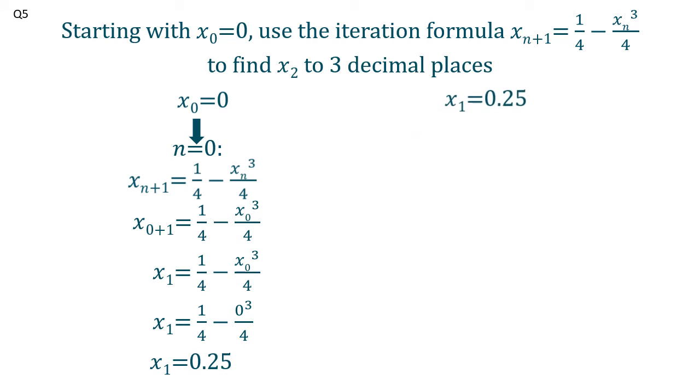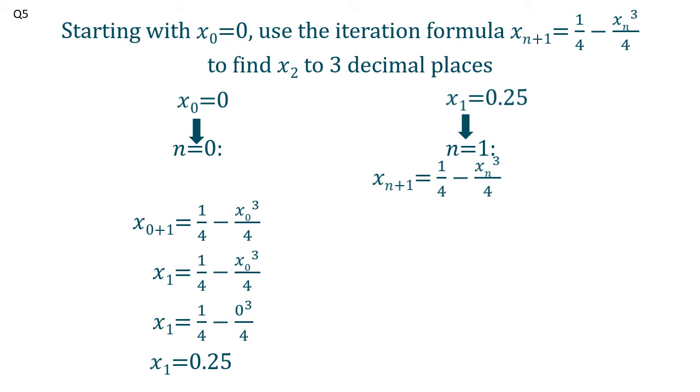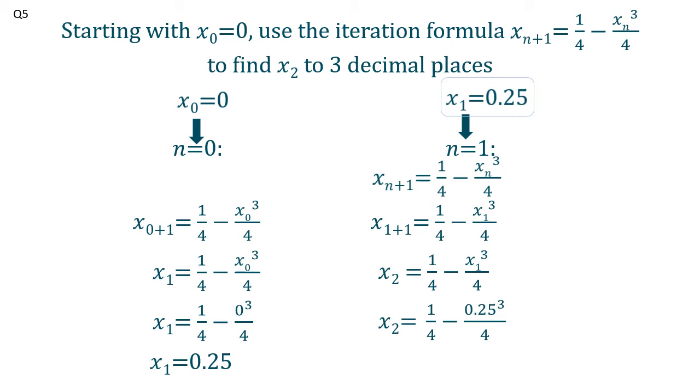Starting again with x1 equals 0.25, we now use n equals 1. Substitute all the n's for 1 in the iteration formula. We know that 1 plus 1 equals 2, so we can see that we're calculating x2. We've already found that x1 equals 0.25, so we can substitute that in. Now all we need to do is put a quarter minus 0.25 cubed over 4 into a calculator, getting x2 equals 0.246096. Our final answer is 0.246 to 3 decimal places.